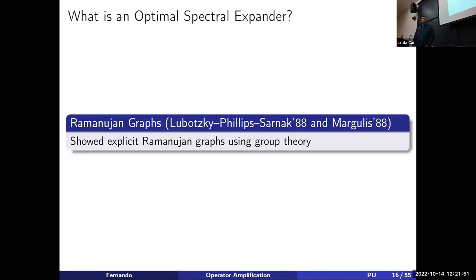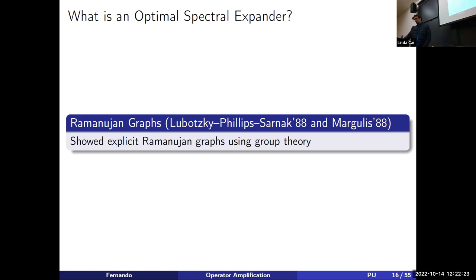And in the 80s, Lubotzky, Phillips, and Sarnak, and independently Margulis, used group theory and conjectures that had been solved in number theory to construct Ramanujan graphs. So they showed explicit Ramanujan graphs. And since those graphs are optimal, in a lot of applications people just go to those constructions and use them. If you need an expander, sometimes you might as well get a very good one. So they are used in a lot of places, TCS and so on.